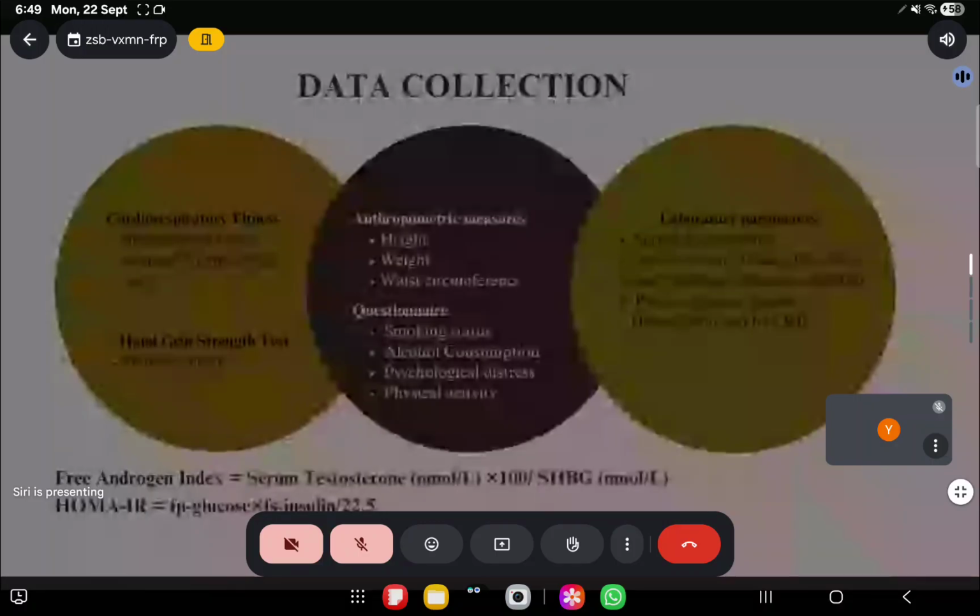The free androgen index was calculated using the formula serum testosterone divided by the levels of serum sex hormone binding globulin, multiplied by 100. Homeostatic model assessment for insulin resistance was calculated using the formula fasting plasma glucose multiplied by fasting serum insulin, divided by 22.5.